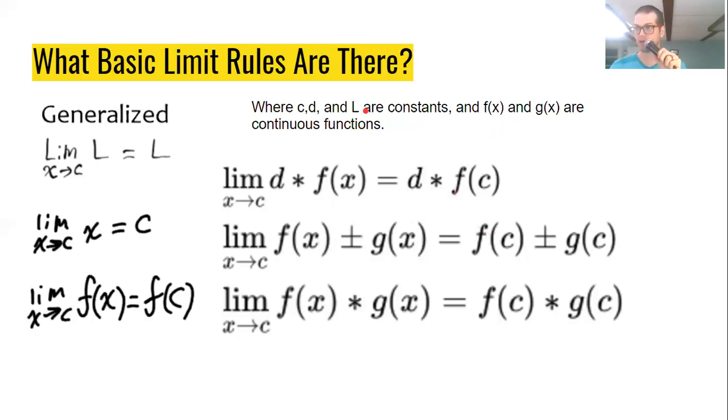Now, a note about everything that's going on here. C, D, and L are all constants, and f of x and g of x are continuous functions. For us, continuous functions, we'll delve into that more later, but basically the limit and the function agree at every point on its domain, on the open interval of its defined domain. That will make more sense when we look at it later.